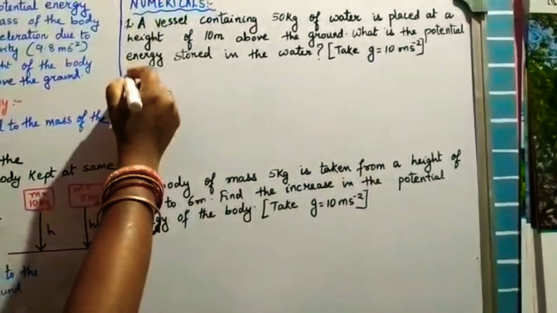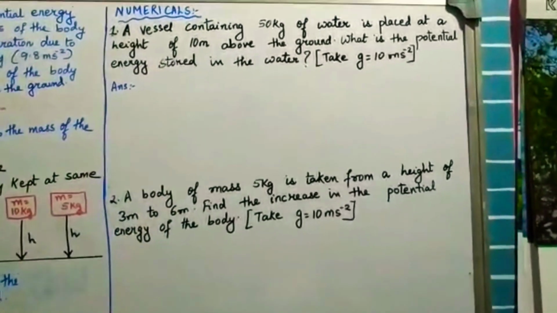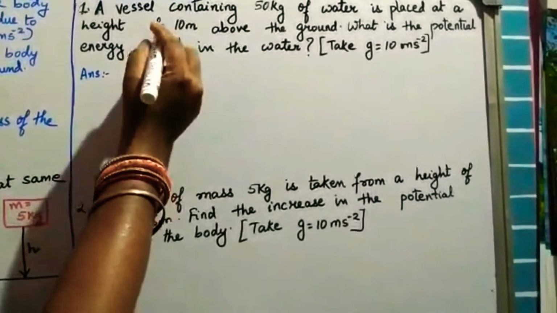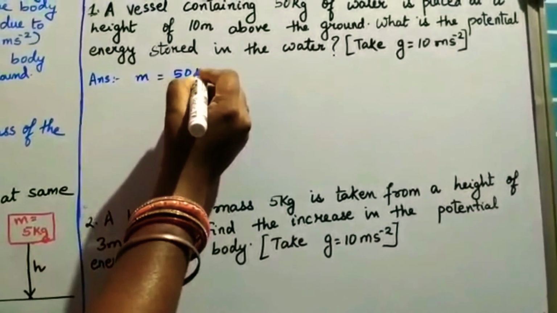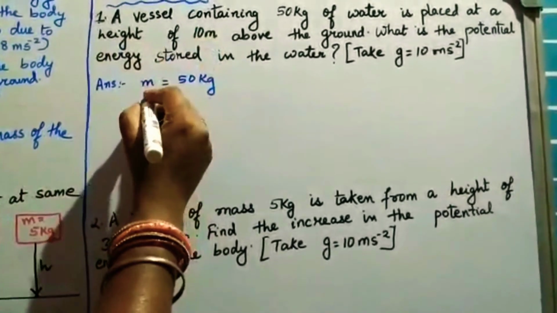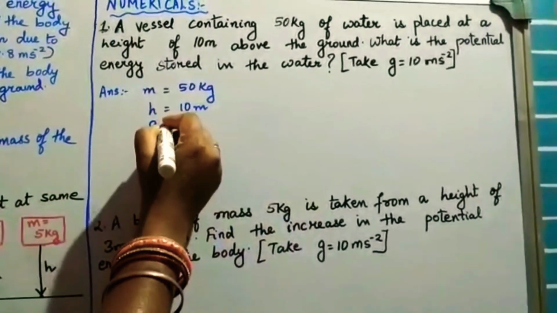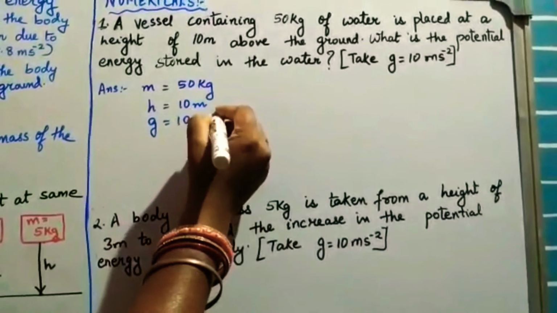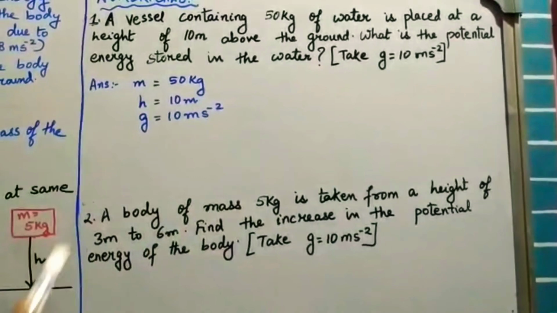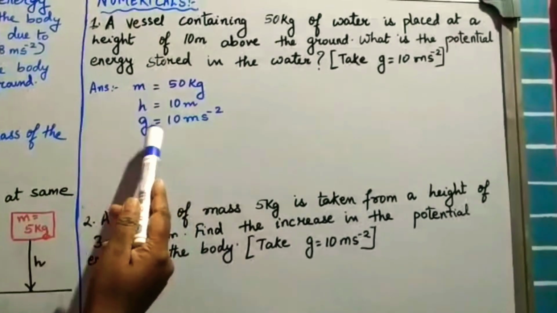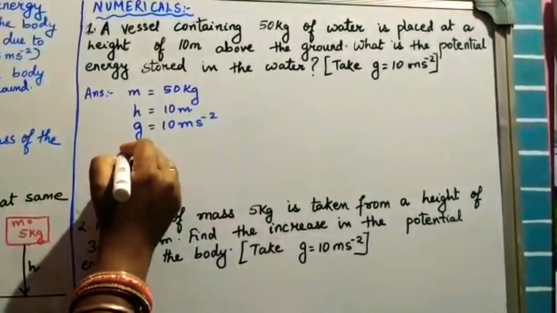Let us start. The first step of solving a problem was to take out the data that are given in it. So we are given 50 kg as the mass, so m is equal to 50 kg. We are told height as 10 meter, so h is equal to 10 meter. g is to be taken as 10 meter per second square. Now let us check if all of them are in SI unit or not. Mass in kg, height in meter, g in meter per second square. So all of them are in SI unit, and we can go ahead with solving the numerical.